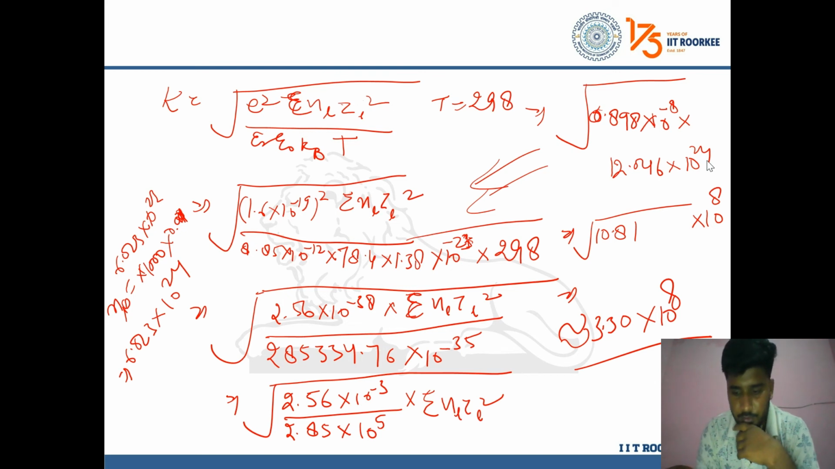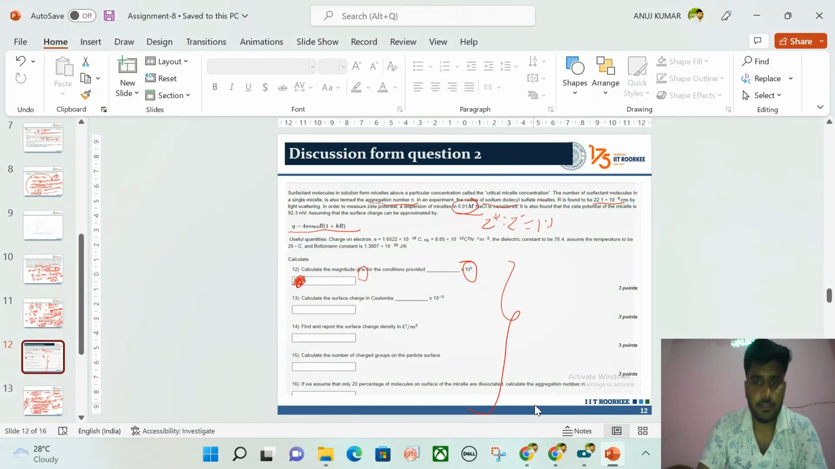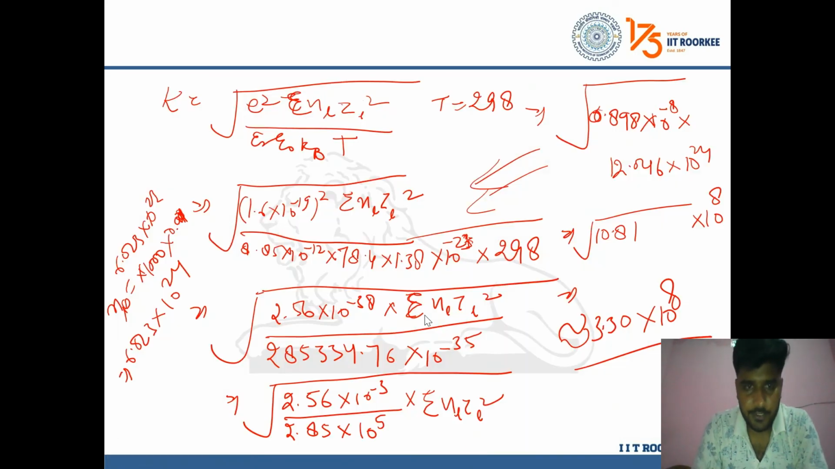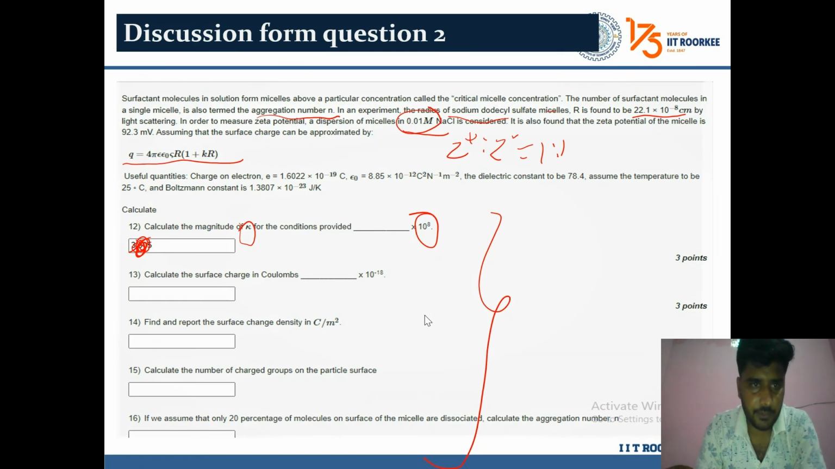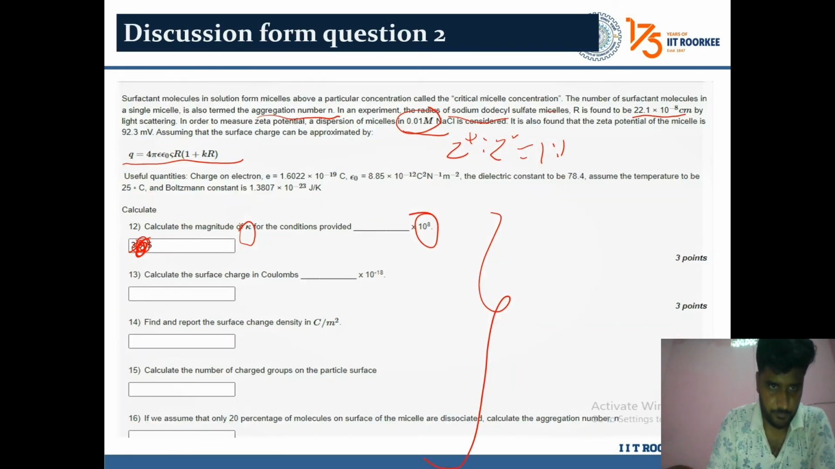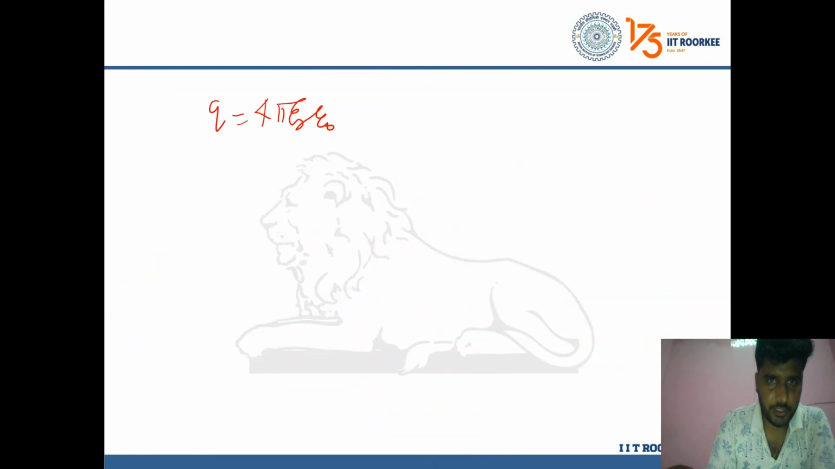You can check the calculation later. So I am going to the next part, that is, you have to calculate the surface charge. The expression is already given here. That is Q is equal to 4 pi epsilon, then the zeta potential, r times (1 plus kappa r).